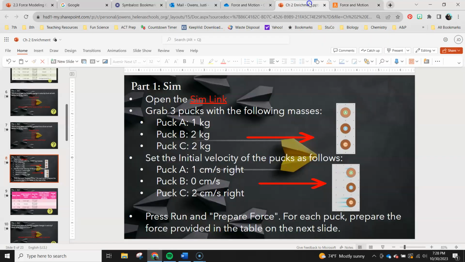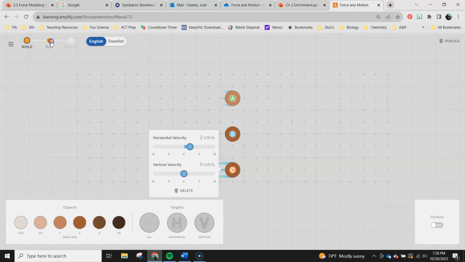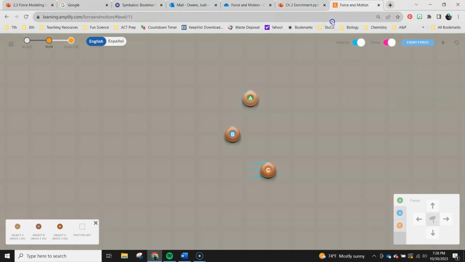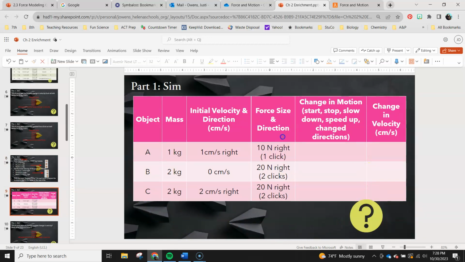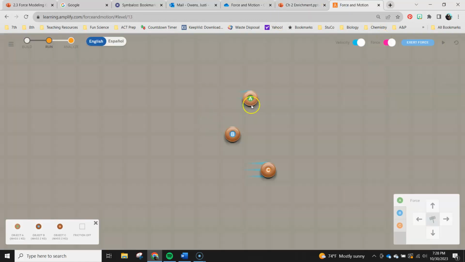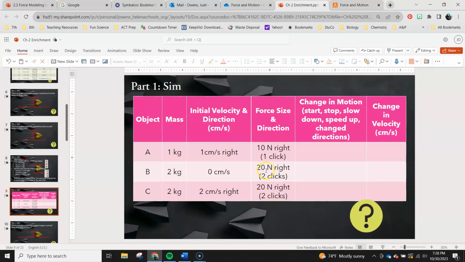So what I'm going to do on this part is prepare my force. I'm going to hit run, prepare force, and then it asks me to set the force provided on the table on the next slide. If I take a look at this, puck 1 is only going to experience a force of 10 newtons to the right. So that's going to be 1 click. So puck A, it's 1 click to the right. Whoops, there we go. And puck B is going to be 2 clicks to the right.